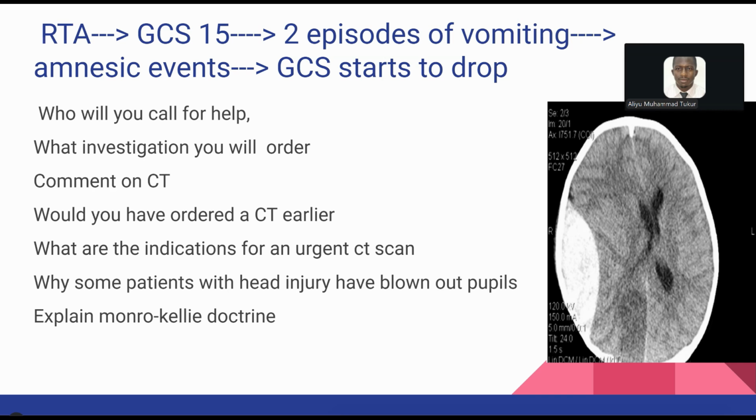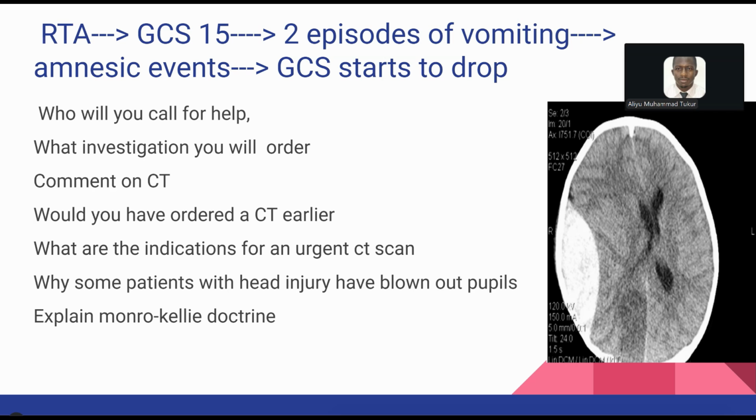Okay, so can you describe what is the Monro-Kellie doctrine? The Monro-Kellie doctrine is a hypothesis that states that the skull is a rigid box that contains three main components: the brain tissue itself, the blood, and the cerebrospinal fluid. Brain is about 80%, blood about 10%, and CSF, cerebrospinal fluid, also about 10%.